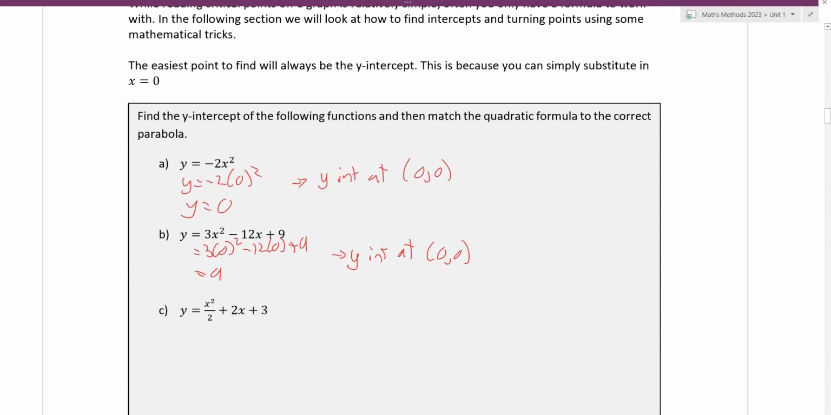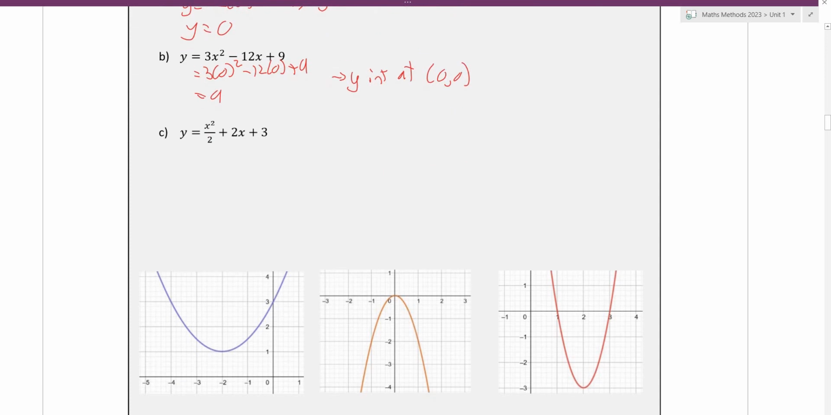Oh yeah, we're supposed to match them to the correct function as well. We'll do that at the end. So for this one here, same thing. Replace the x's with zeros. Oh, sorry, because I wasn't thinking. Should be 0, 9. Geez, I've been doing that all day so far. I'm not on top of it today. 3.